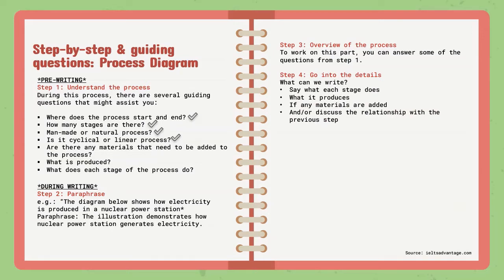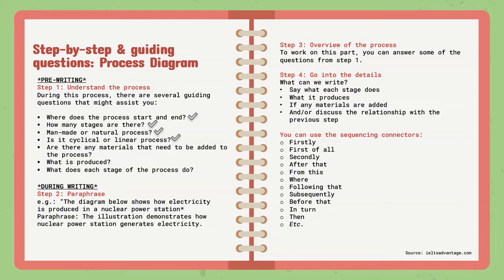Afterwards, we can work on the details. There are several things you could mention in the details part, such as what each stage does, the product, material needed or added, and the relationship with the previous step. To assist you in writing a good description, there are several connectors that you can use, and we suggest you to use passive voice.